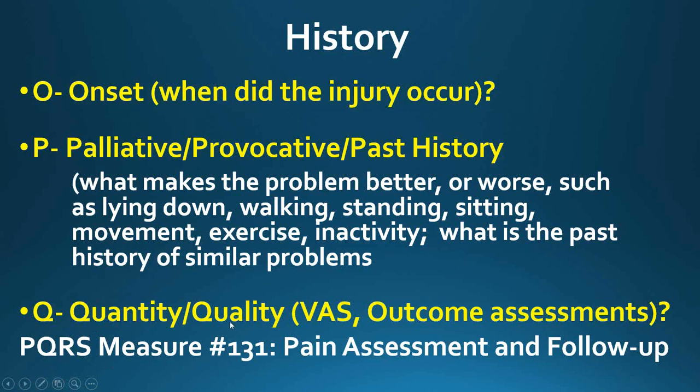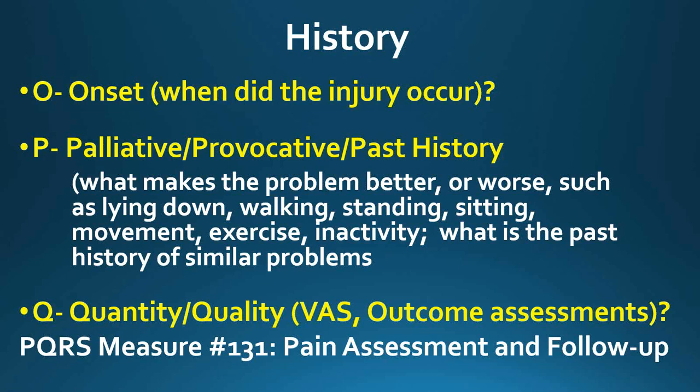Q is quantity and quality. That's your VAS scales and your outcome assessment scales. If any of you do PQRS, the measure 131 is the pain assessment. So we need to ask that VAS every visit, but especially on that first visit. And it's good. You can do a VAS scale of how they're feeling right now, what's the worst pain they have, what's the average pain they have, and what's the best they feel.